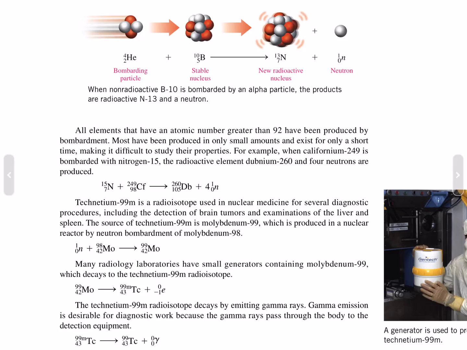Technetium-99m is a radioactive isotope used in nuclear medicine for several diagnostic procedures, including the detection of brain tumors and examinations of the liver and spleen. The source of technetium-99m is molybdenum-99, which is produced in a nuclear reactor by neutron bombardment of molybdenum-98. Many radiology laboratories have small generators containing molybdenum-99, which decays into the technetium-99m radioisotope. The technetium-99m radioisotope decays by emitting gamma rays. Gamma emission is desirable for diagnostic work because the gamma rays pass through the body to the detection equipment.